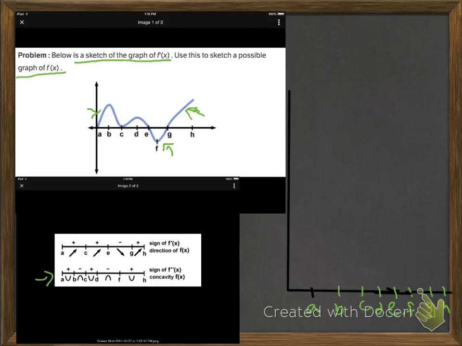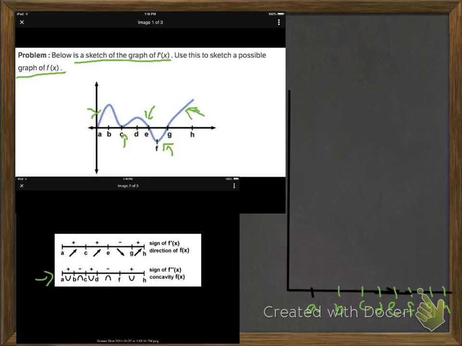From C to D, I have a positive slope. From D to F, we have a negative slope. And F to H, we have a positive slope. So let's see how we can use that to graph our equation.